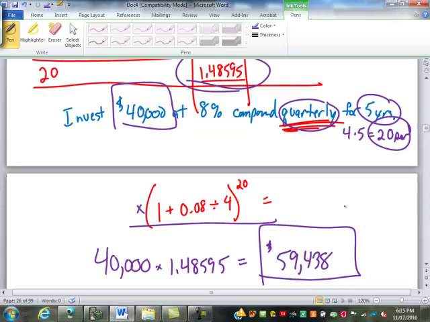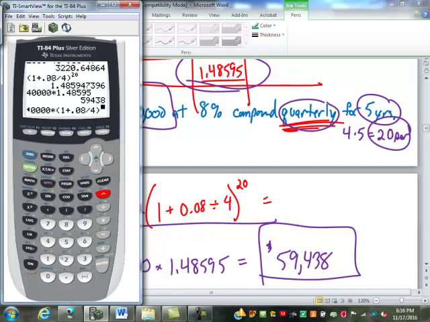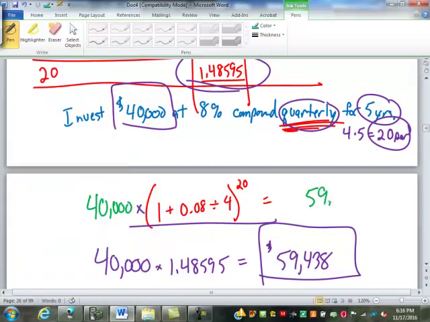Realistically, that's slightly off. So I use the formula. 40,000 times parentheses 1 plus 0.08 divided by 4 to the power of 20. It's technically 59,437.90. So it's off by 10 cents. The formula is definitely more accurate. Problem is my math lab tends to use the table.